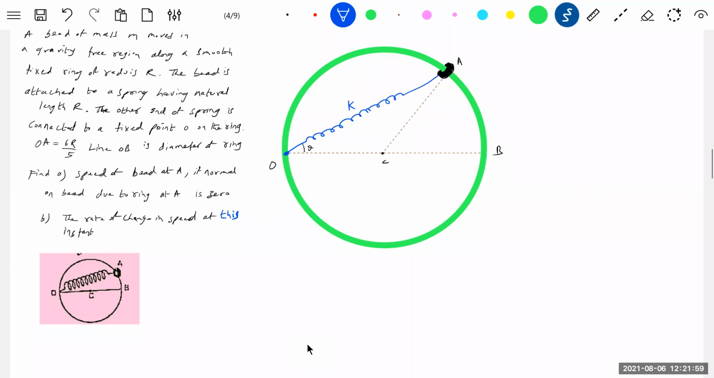Okay, now natural length of spring is R. What is the length OA? OA is given 6R by 5. And radius of the ring is R. So can we calculate what is the elongation in the spring? The elongation in the spring has to be calculated.